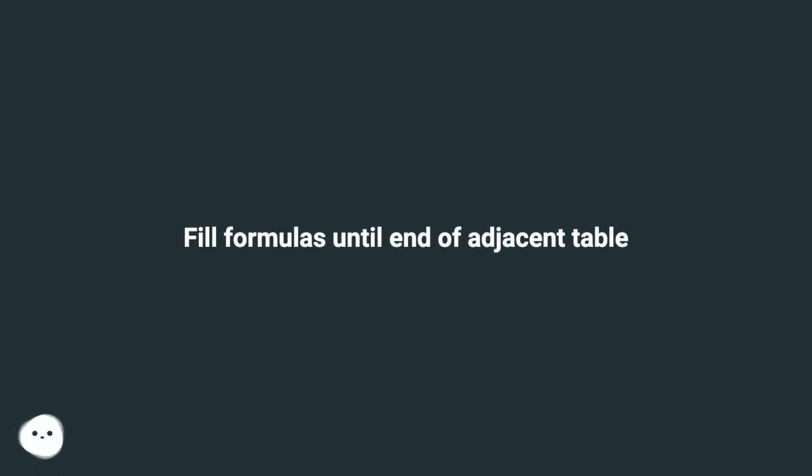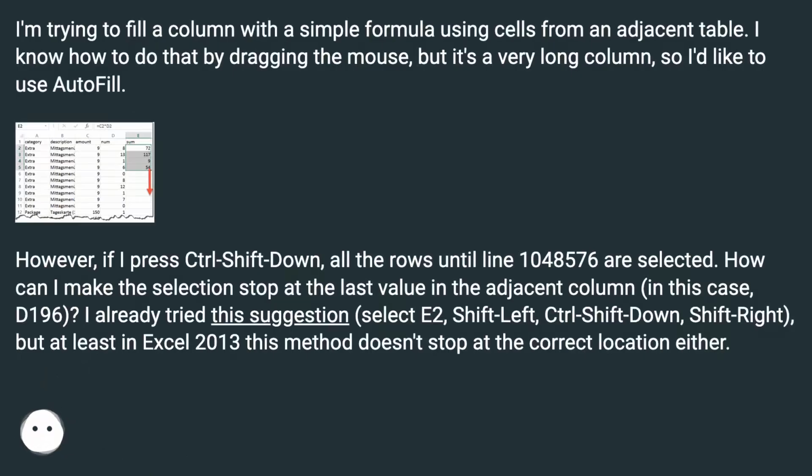Fill formulas until end of adjacent table. I'm trying to fill a column with a simple formula using cells from an adjacent table. I know how to do that by dragging the mouse, but it's a very long column, so I'd like to use autofill. However, if I press Ctrl-Shift-Down, all the rows until line 104856 are selected. How can I make the selection stop at the last value in the adjacent column, in this case, D196?